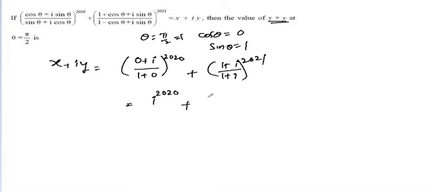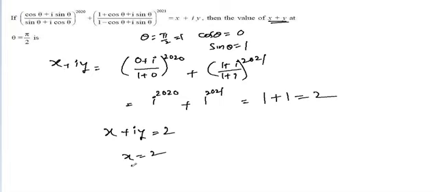(1 + i)/(1 + i) is 1, so 1 to the power 2021. The value of i to the power 2020 is 1, and 1 to the power 2021 is 1, so the sum is equal to 2. Therefore x + iy is equal to 2. From this, x is equal to 2 and y is equal to 0. Therefore x + y is equal to 2.